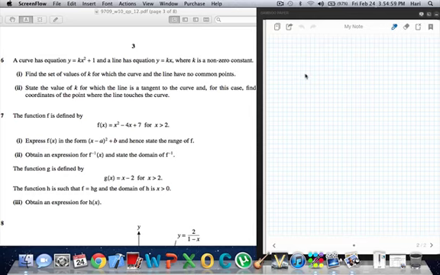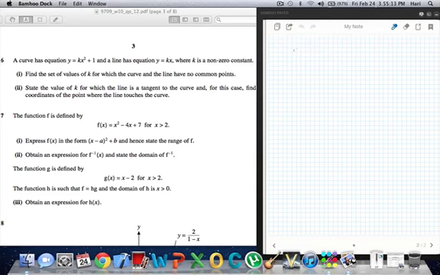Okay, so we're going to be doing question 6, paper 1, variant 2 of 2010 November. And this is question 6, so please refer to the question while this lecture goes on. And question 6 says, a curve has an equation y is equal to kx squared plus 1.